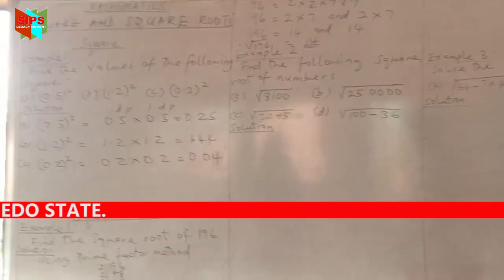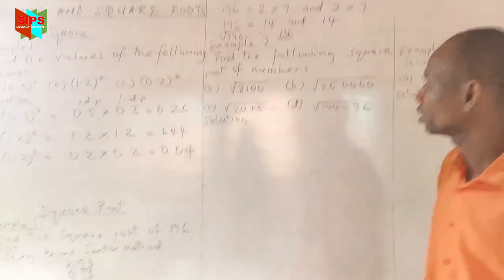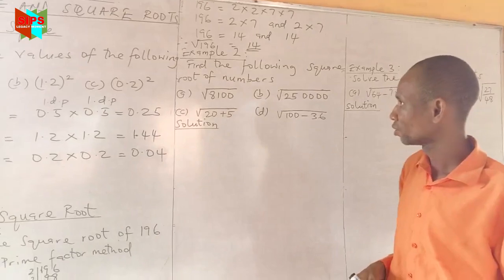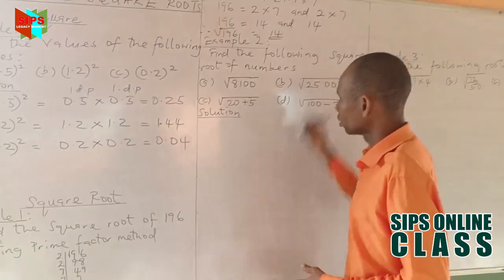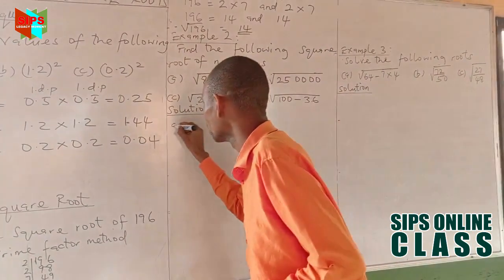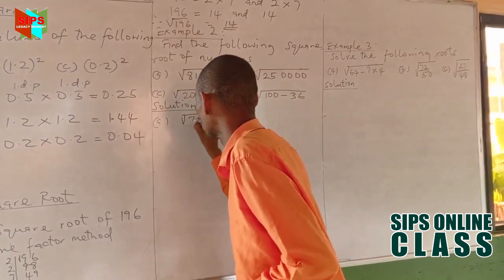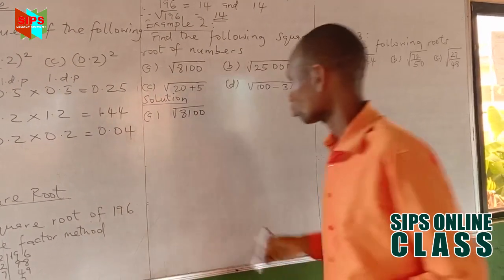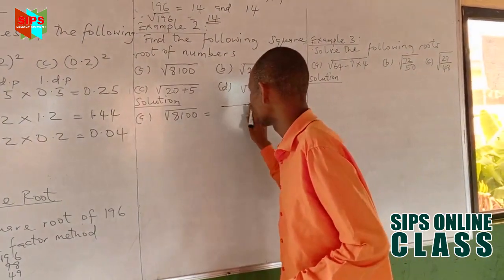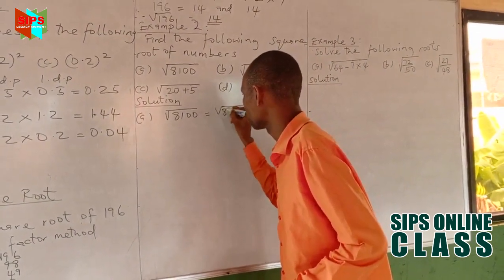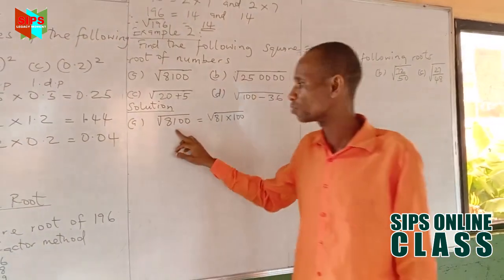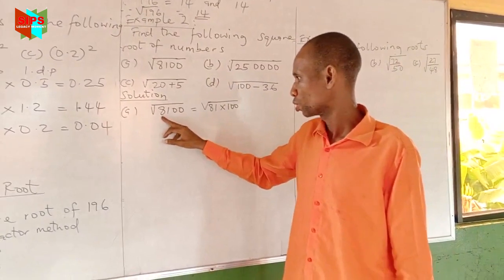Work example 2. Find the following square root of numbers. Right? So the A is 8,100. Square root of 8,100. All we need is to break this one into 2. This one can also be broken down as 81 times 100. I normally tell you, my students, that whenever you are having 0, just pick out the number.